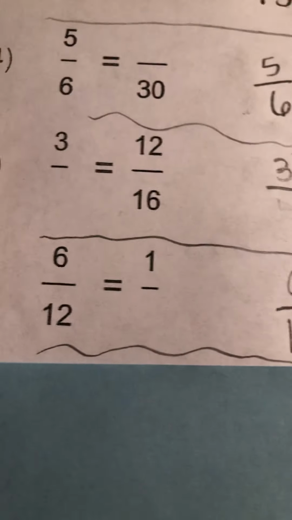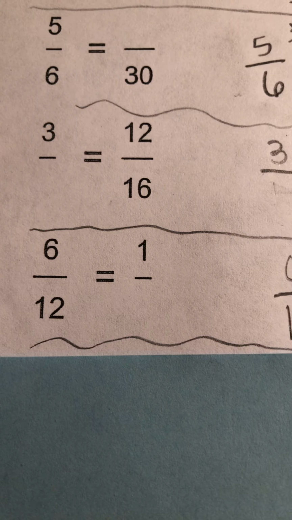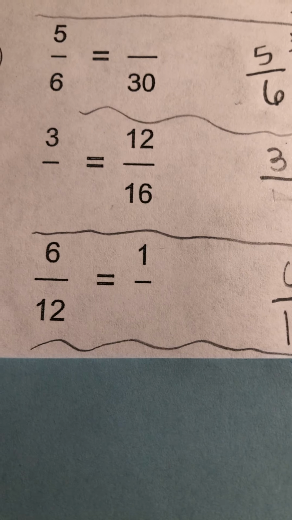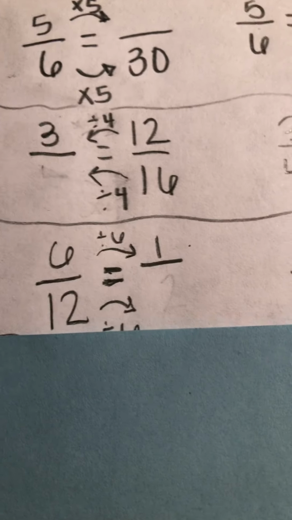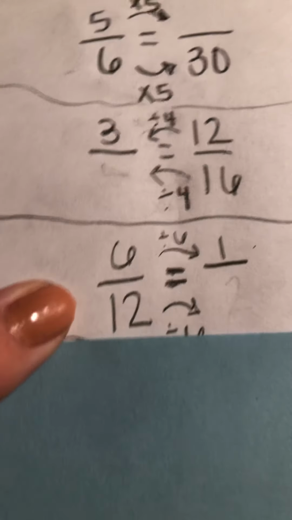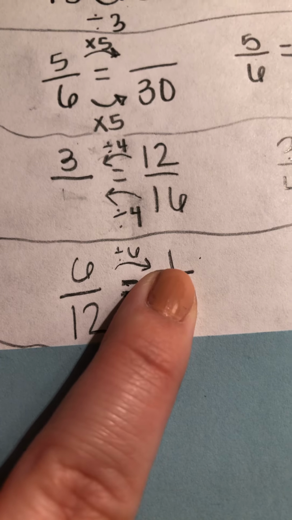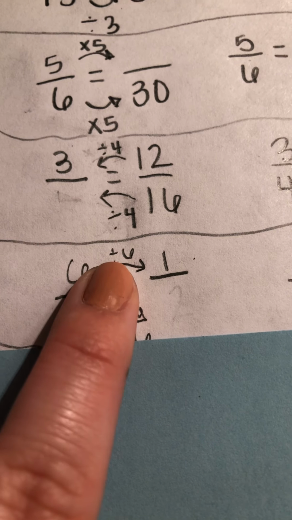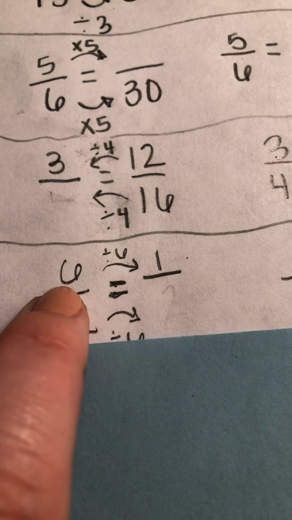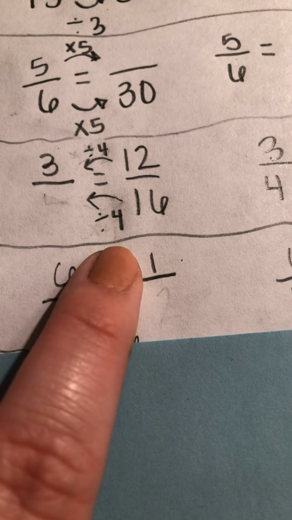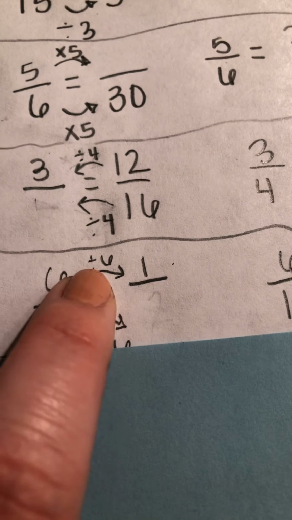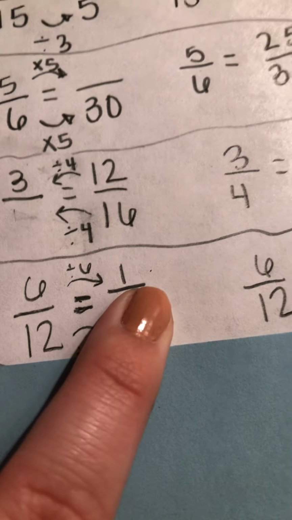All right, number 6. 6/12 equals 1, and then we don't know what it's equivalent to. That's for us to find out. So we have a bigger number, which is 6, going to a smaller number, which is 1. So that's telling me I have to divide. So what 6 divided by what would give me 1? Well, 6. 6 divided by 6 equals 1.